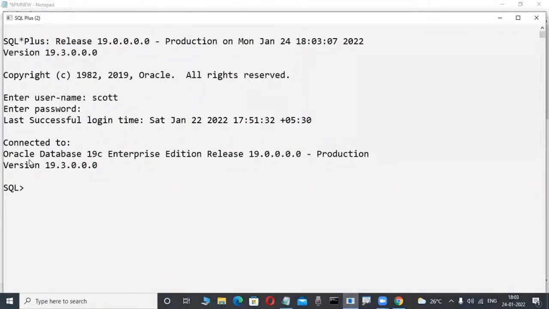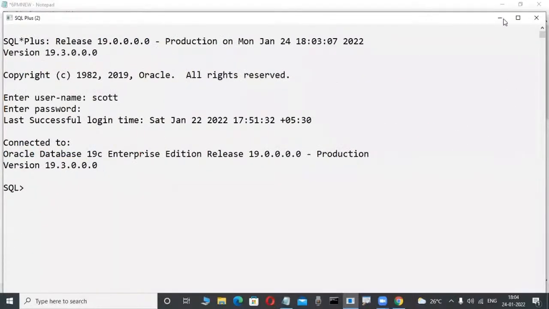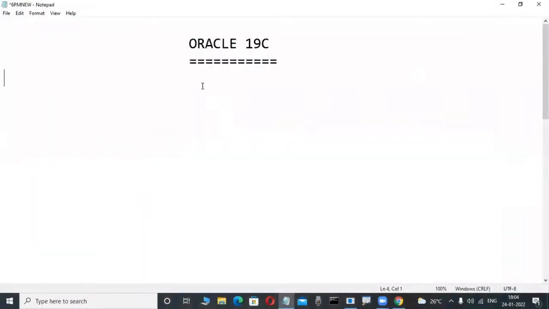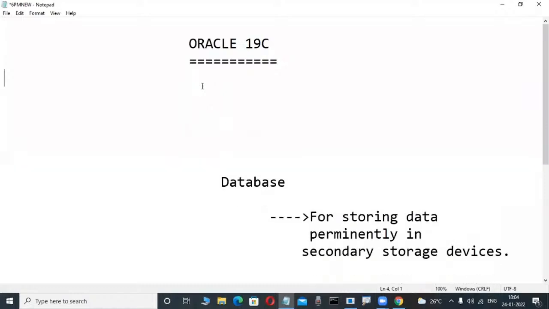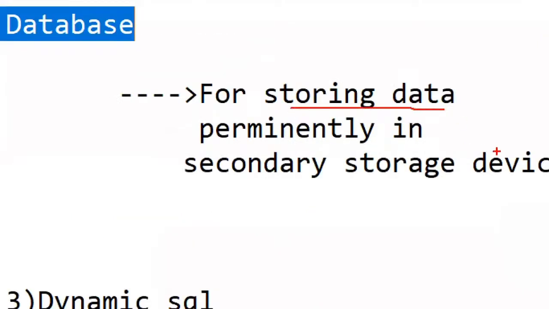Oracle is a product from Oracle Corporation. What type of product is that? A database product. What is the purpose of database products? Either Oracle, SQL Server, or DB2, so many products are there. What is the purpose of these database products? For storing data permanently on hard disk, in secondary storage devices, but not only storing data permanently, but also retrieving the data efficiently.